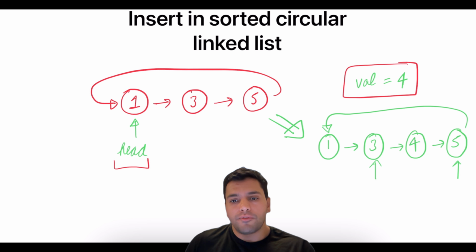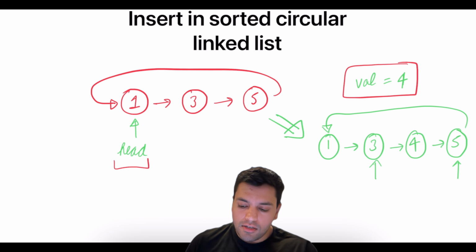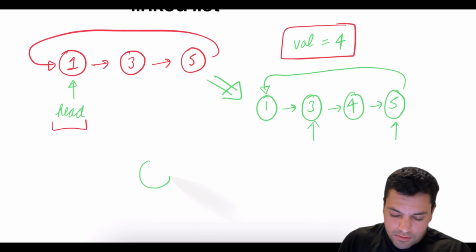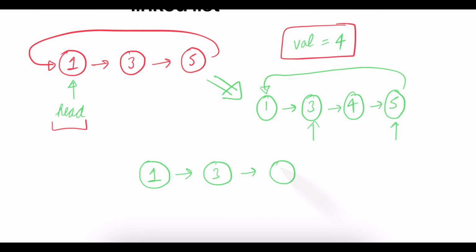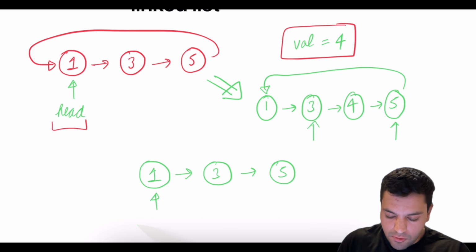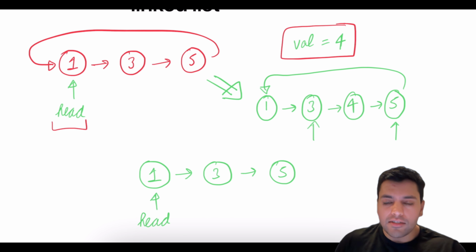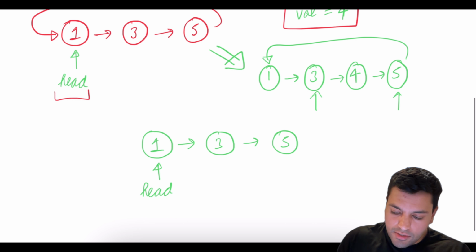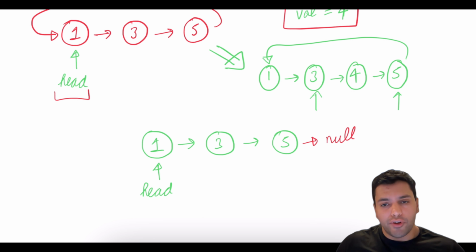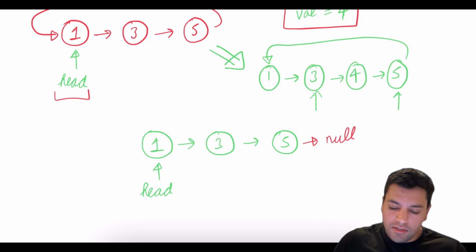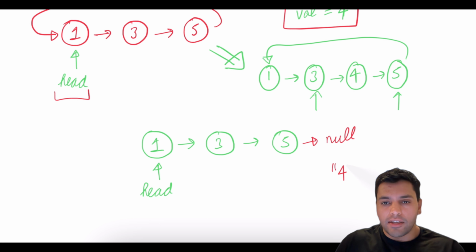To think about this problem, first let's see an example of a singly linked list which is not circular. Let me redraw this again: node 3 and node 5, and here my head is going to be at node 1. When the linked list is not circular, it is guaranteed that we are going to find a null node in our linked list, and if it is circular then we can never reach a null node. So for the non-circular case, we can easily insert a particular value in the linked list. It's really simple.